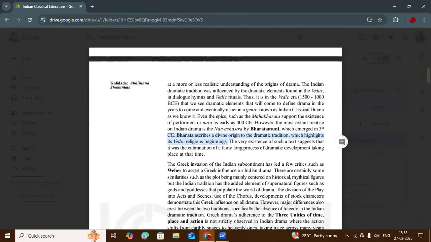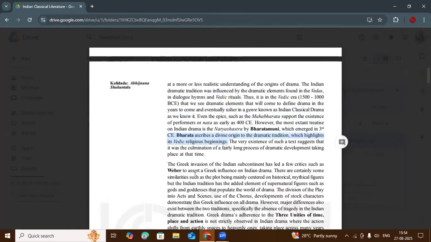Again, concerning language also, religion has different views, right? People believe it's a gift from God. In the same manner, according to Bharata, drama was not man-made but of divine origin, a gift from the gods. This connects drama to the Vedic religious roots since it began in rituals and sacred performance.